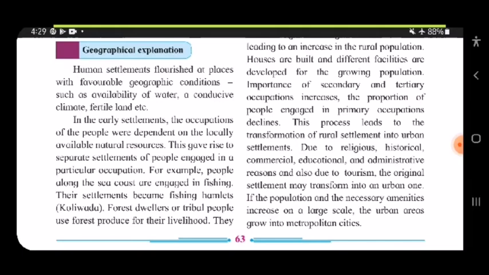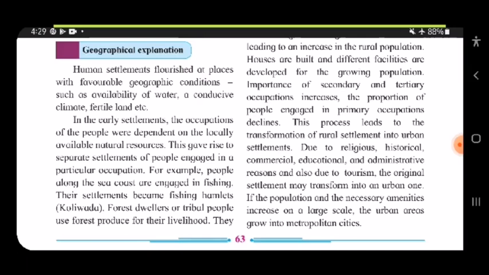In the earlier settlements, the occupation of the people was dependent on the locally available natural resources. We still depend on certain natural resources, okay? This gave rise to separate settlements for people engaged in a particular occupation. For example, people along the sea coast are engaged in fishing. Now, people who are staying close to the sea, what is their occupation? Fishing. Their settlements become fishing hamlets.